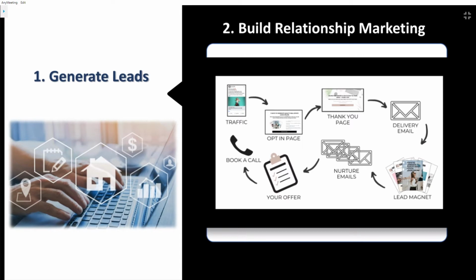And then, that's all about the nurturing. 1, 2, 3, 4, 5 emails spread out over 6 months, a year kind of thing. The key here is to keep your name in front of those people, obviously. And all of this is automated for you.